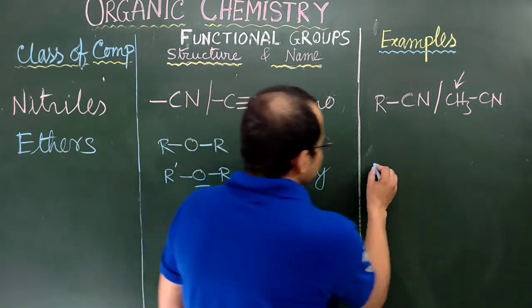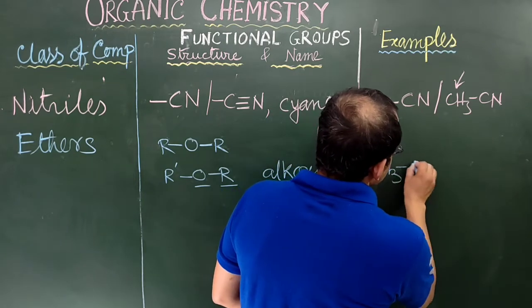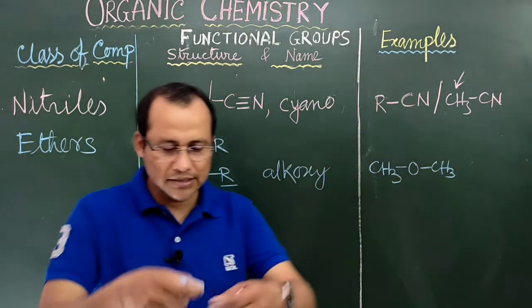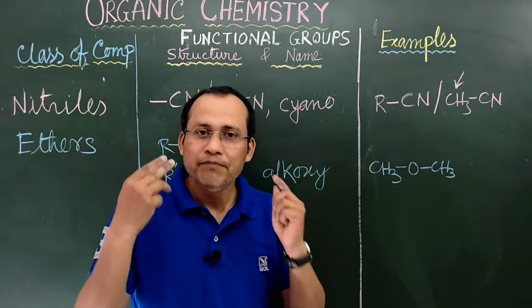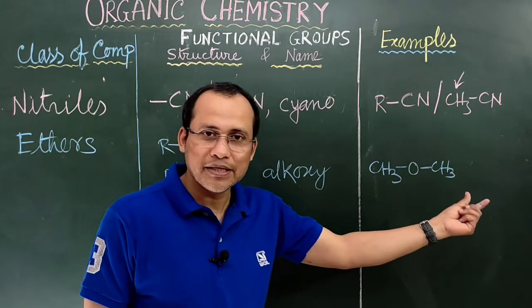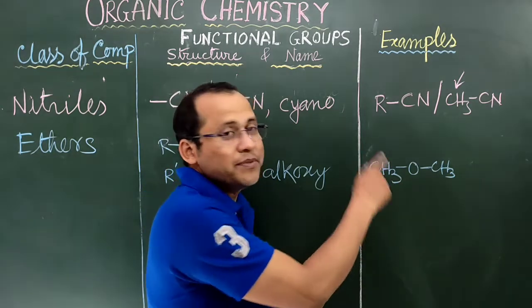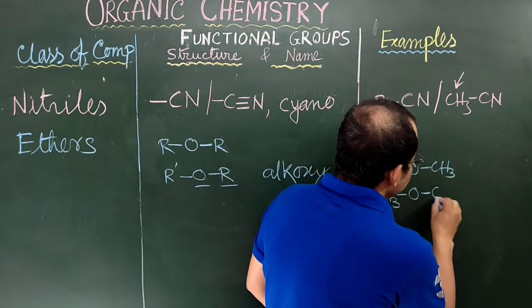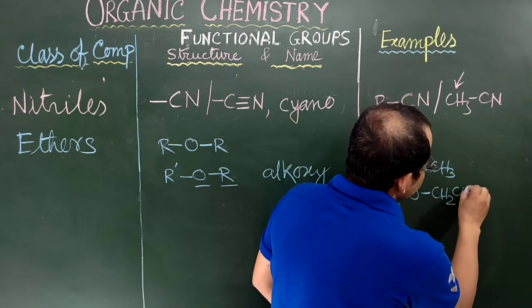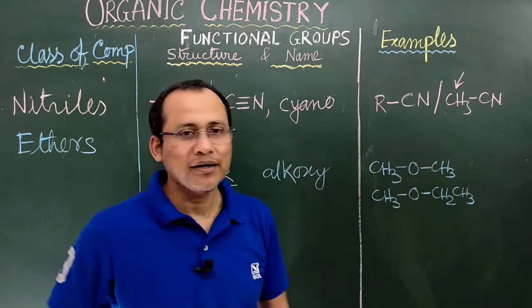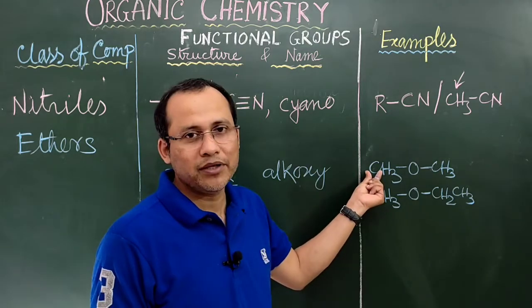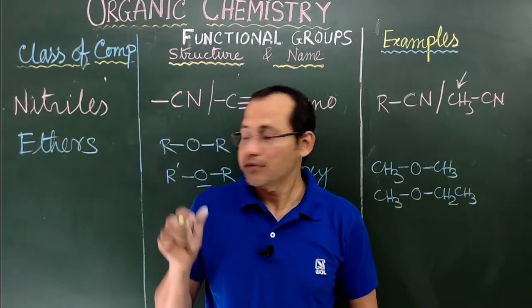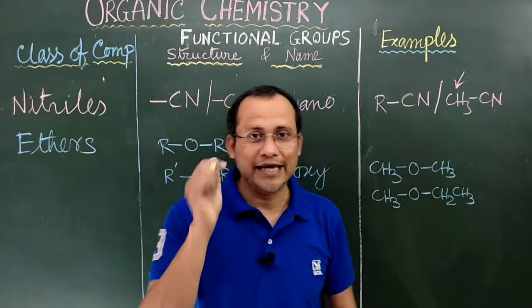Let me write down one example to clarify it. Let us consider this example where oxygen is bonded to two methyl groups, producing the simplest ether. This is dimethyl ether. Another example: we shall change this one, and if we write this here, then it will be one mixed ether. So this is one example of a simple ether, and this one is a mixed ether.